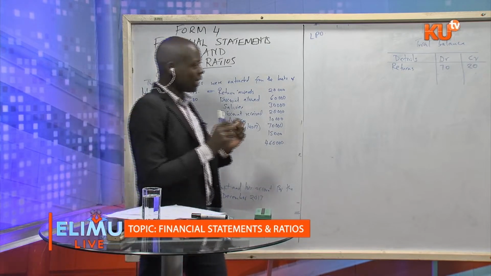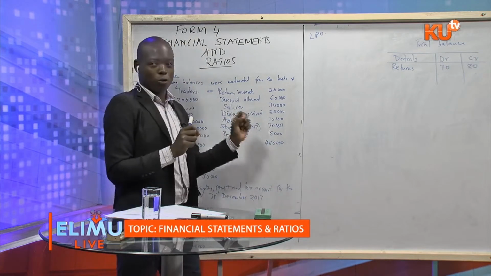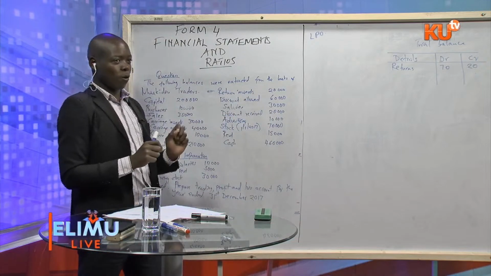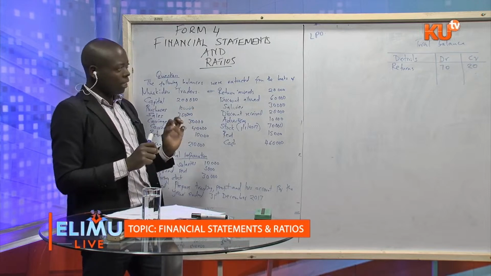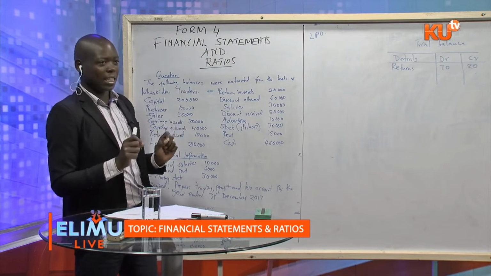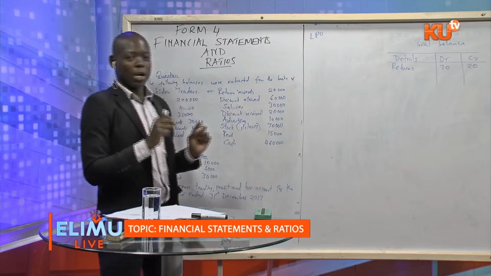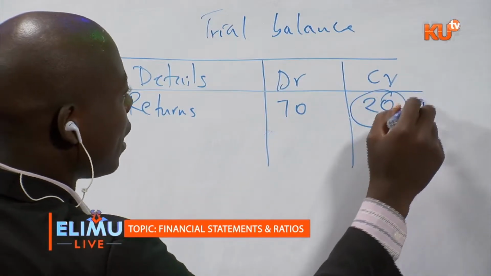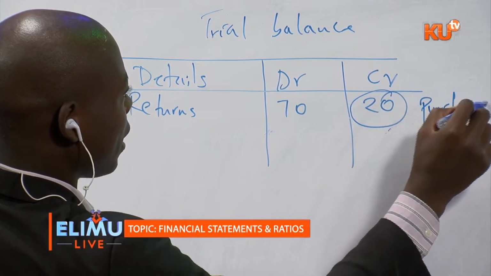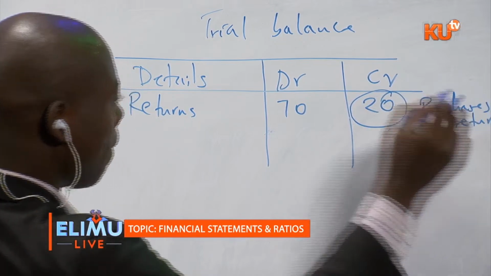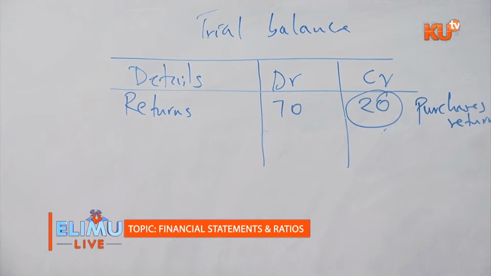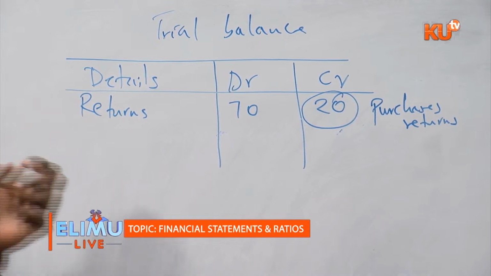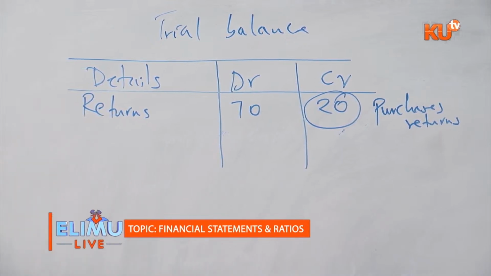So purchases returns have an effect on stock. How do they affect stock? They reduce the value of stock. And if they reduce the value of stock, then we say stock as an asset, when it reduces, we credit. And therefore, this balance here is what we call purchases returns. Therefore, it means purchases returns are credited in the trial balance. They have a credit balance. And sales returns have a debit balance.